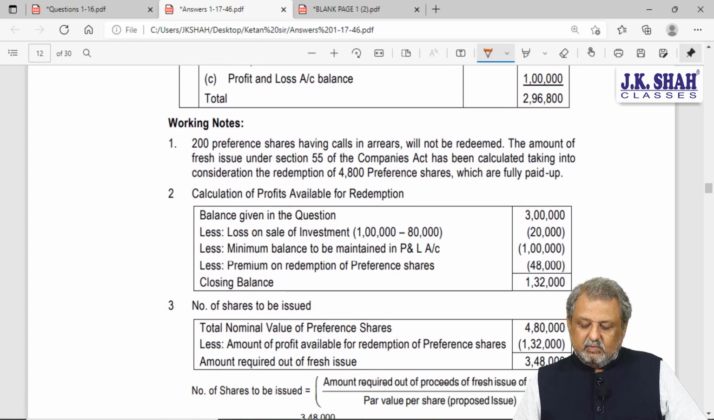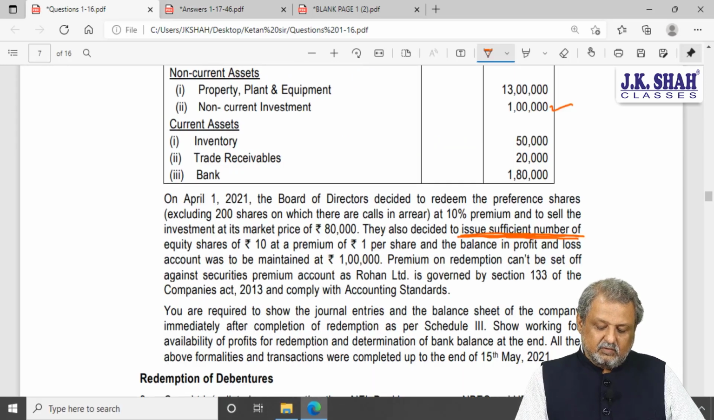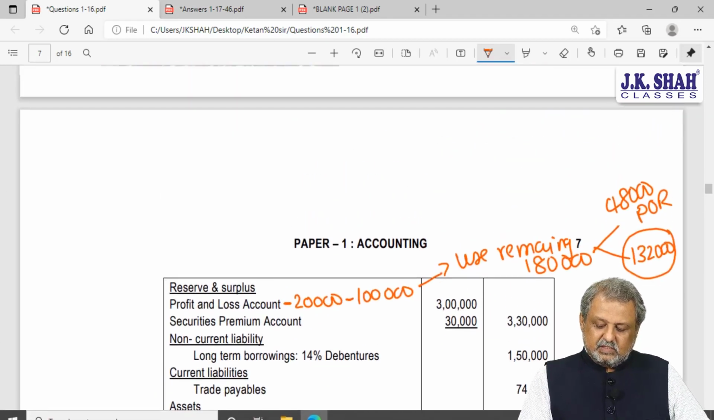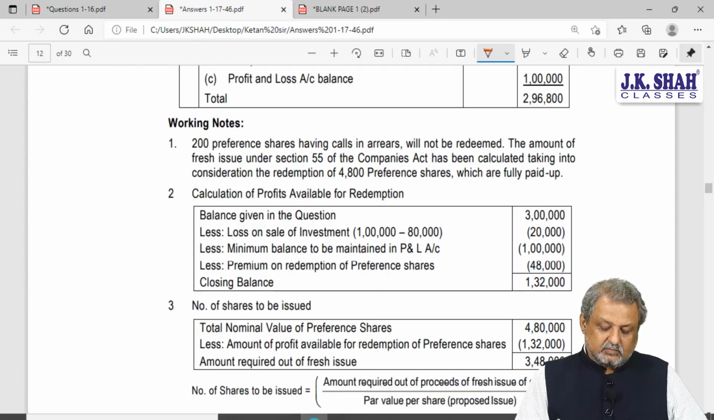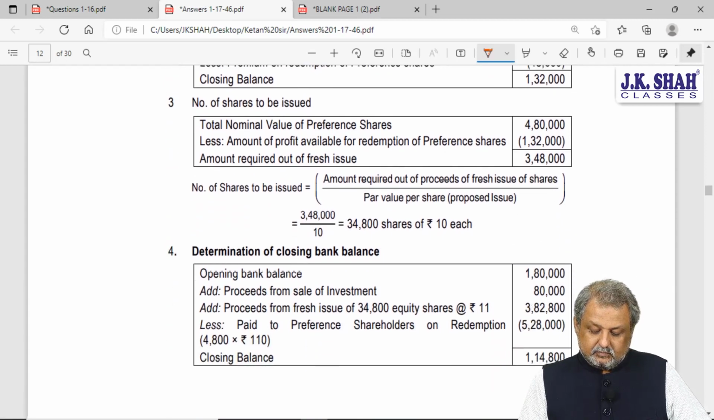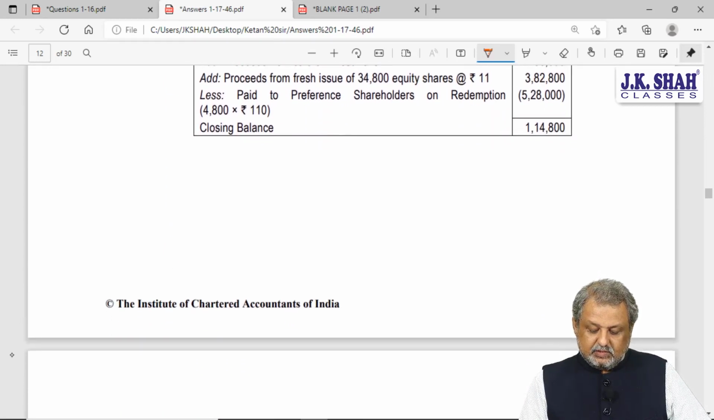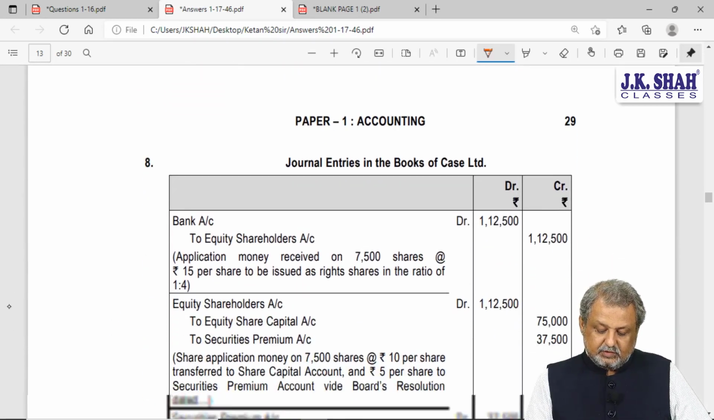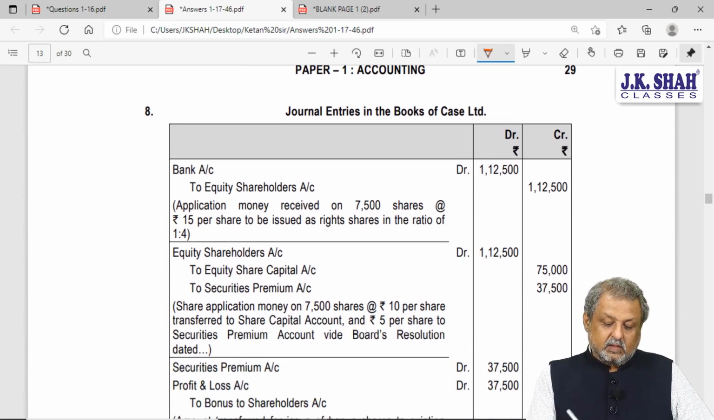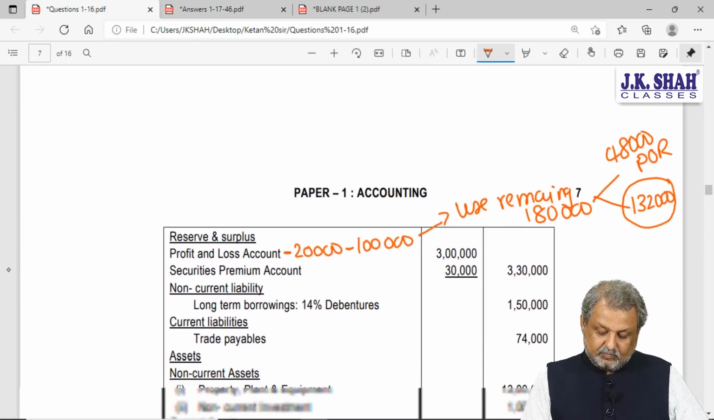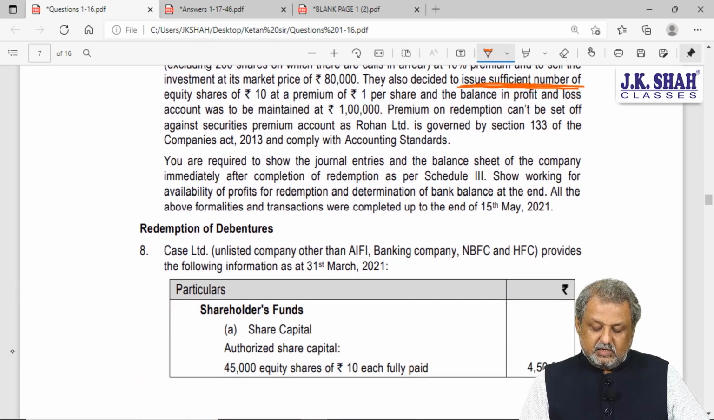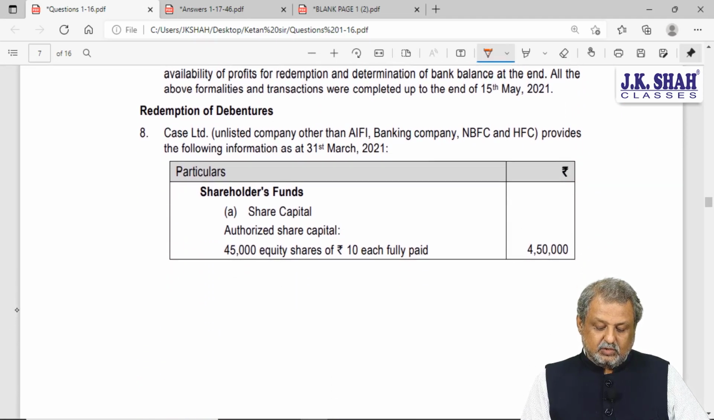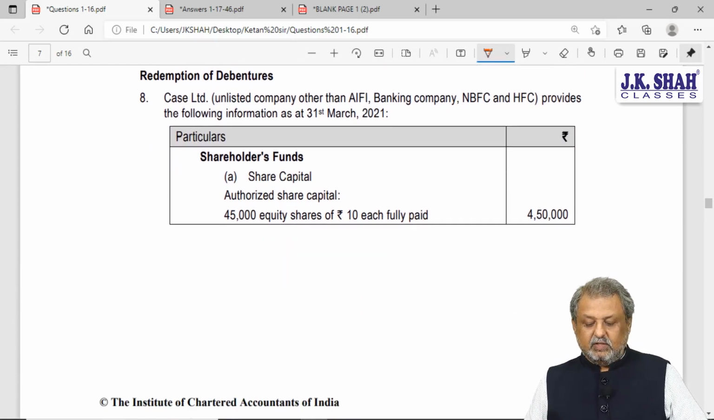Calculation of profit available for reserve, that is what we have done here also. The same thing, you write it by way of a note, not necessary otherwise. So that is with regard to redemption of preference shares. Not very difficult, a simple thing, but the only thing they asked is don't touch the 200 shares. So leave them as it is and do the rest of the things.